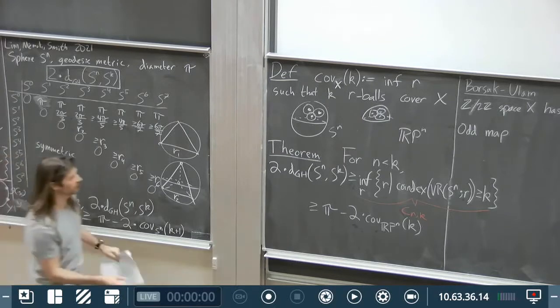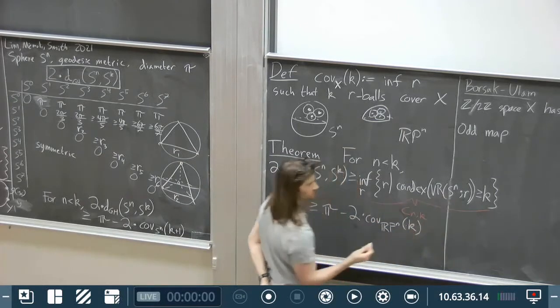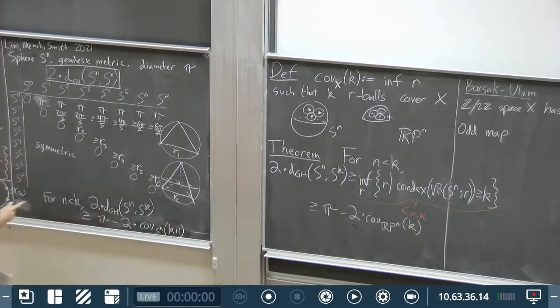Okay, so I owe you some definitions. I need to define the co-index. I need to define the Rips complexes. Other than that, questions right now?